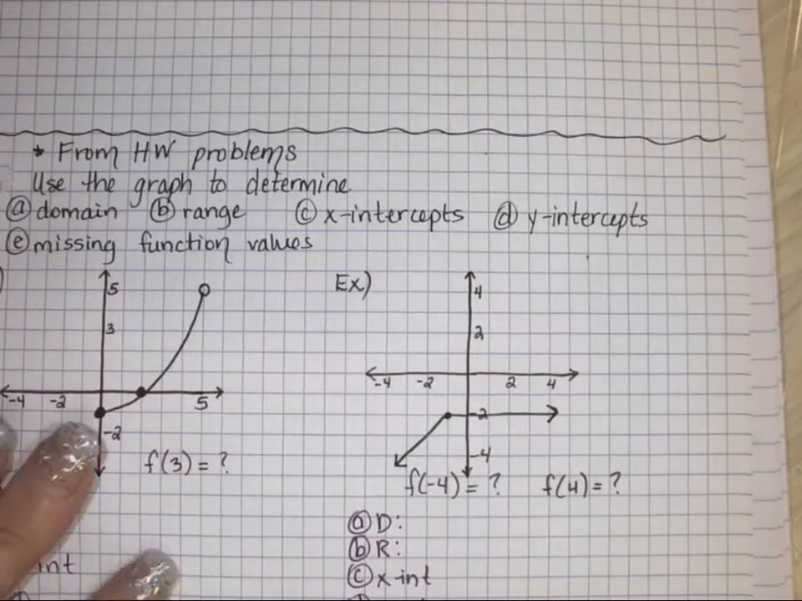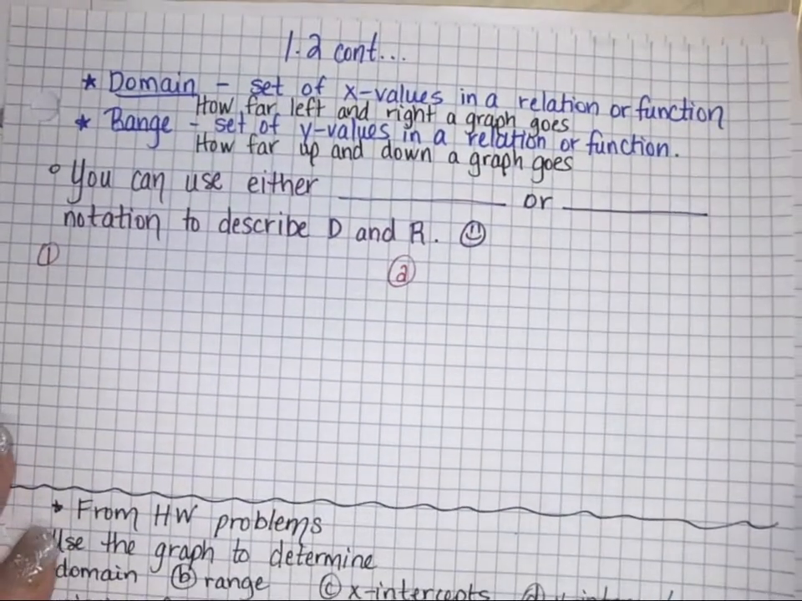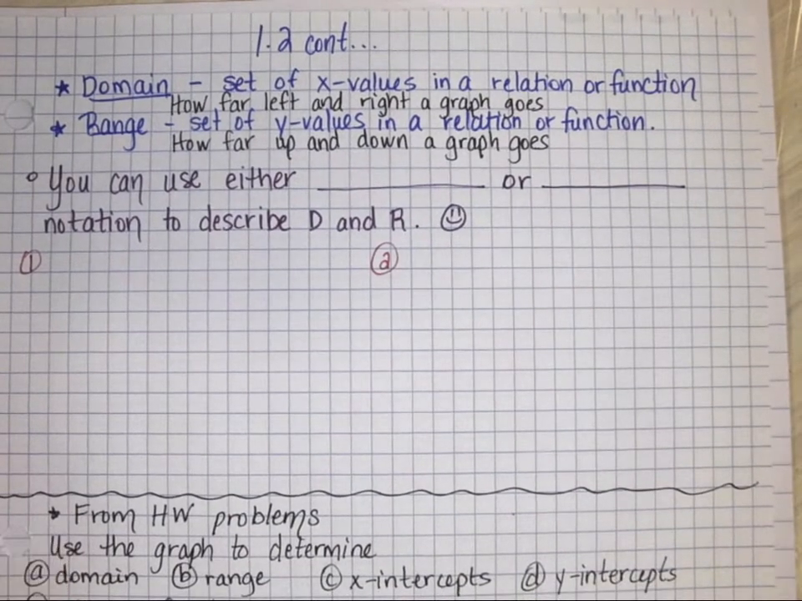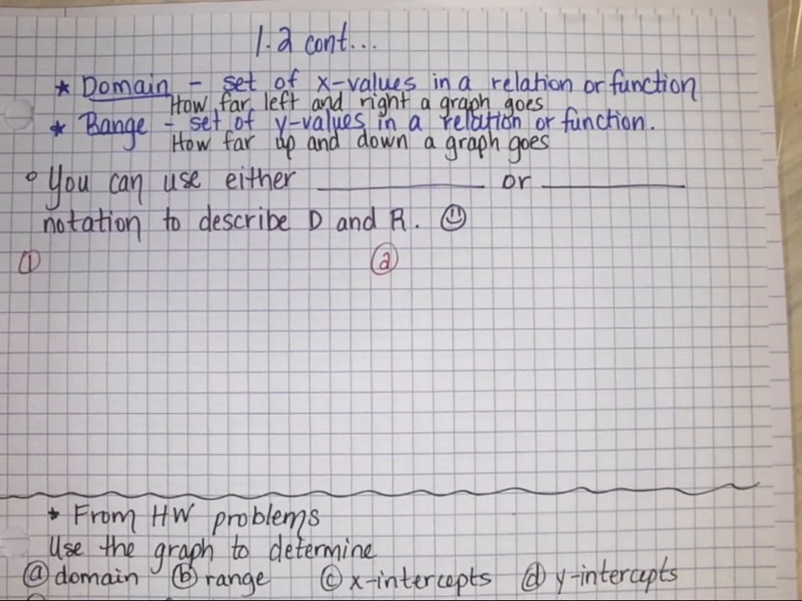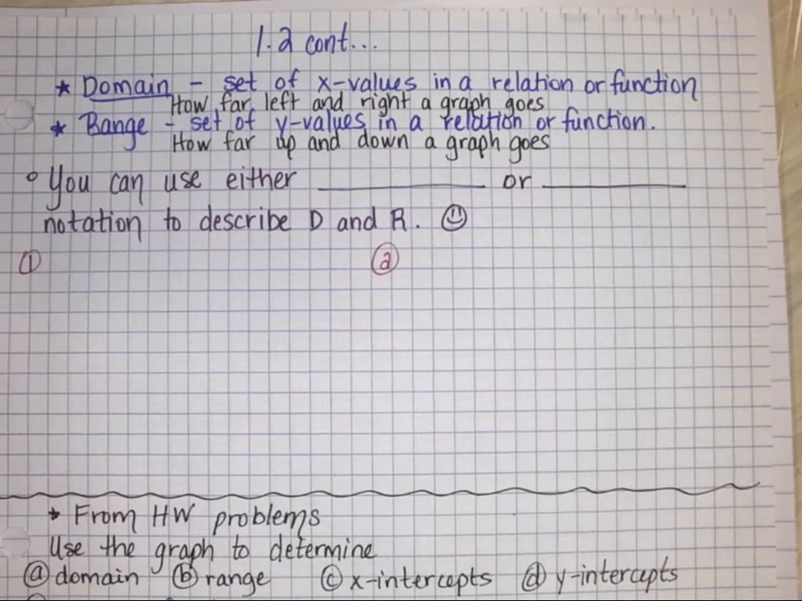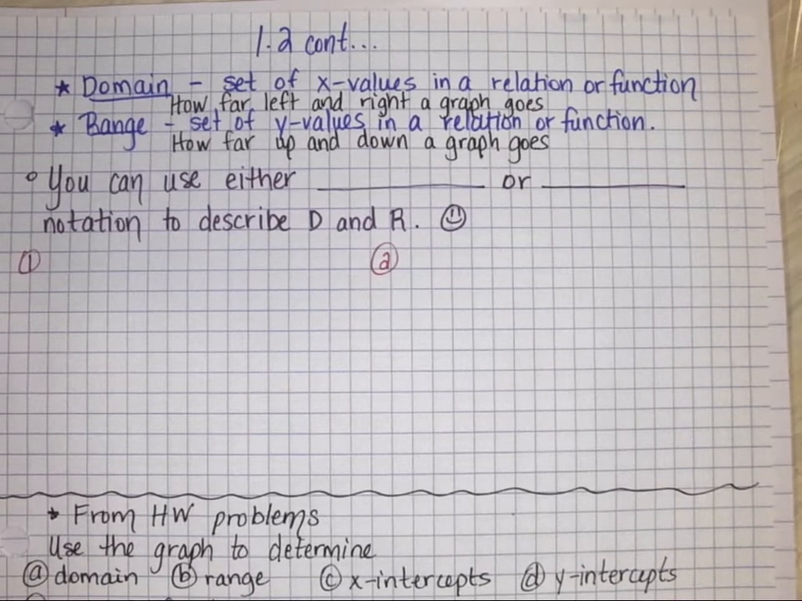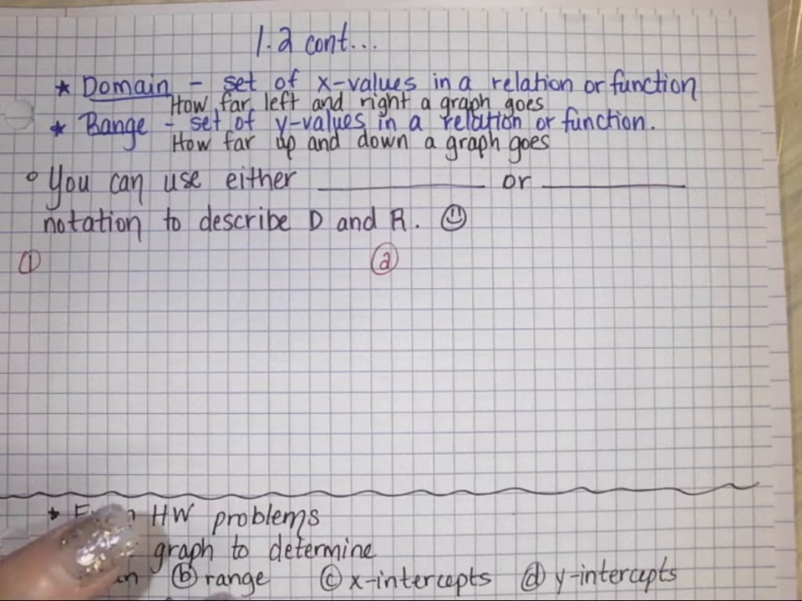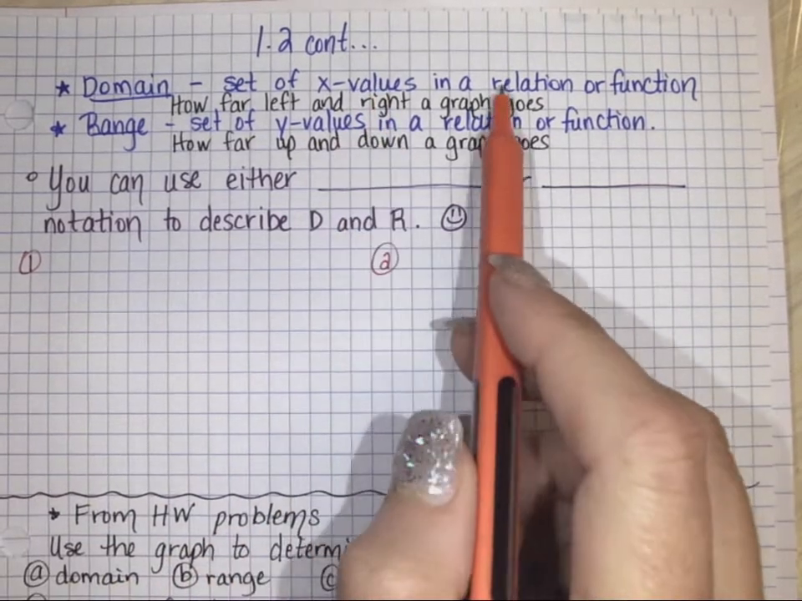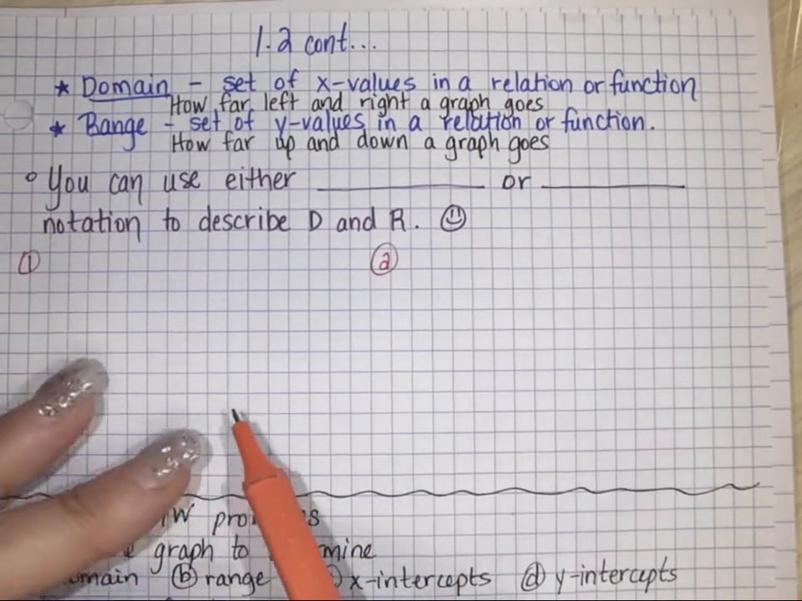All right, last but not least, part of this is domain and range, looking at graphs, and finding function values. In 1.2, domain and range, once again, is very important. I cannot stress to you how important these concepts are in chapter 1. We use them all throughout. Domain is your set of x values, the set of x values in a relation or function.